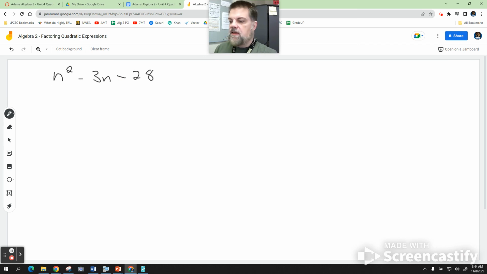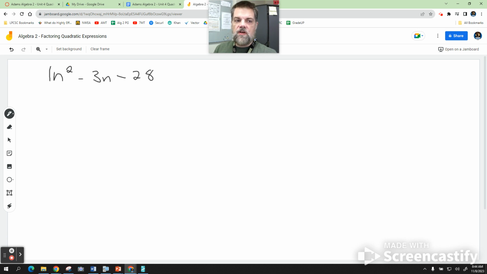Now probably the first thing you should do is look at this and see if there's a number that I could factor out. We didn't do that yesterday because we were multiplying things. In other words, is there a number that I could factor out of all three terms? The answer is no, because technically this is a 1 in the front, this is a 3 and this is a 28. So they don't necessarily have a common factor.